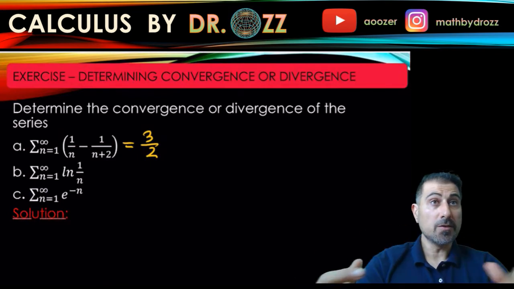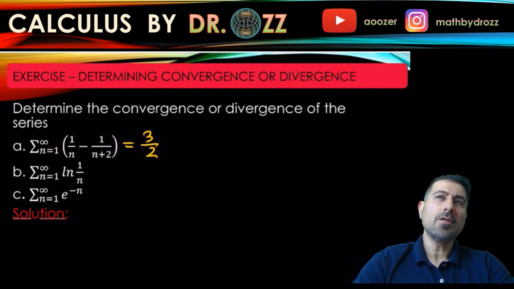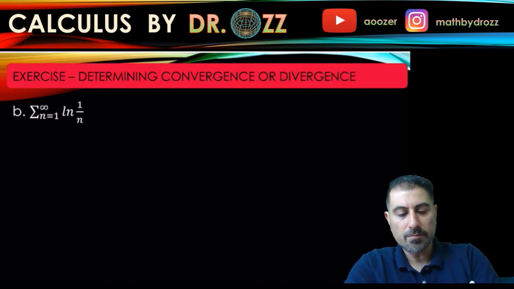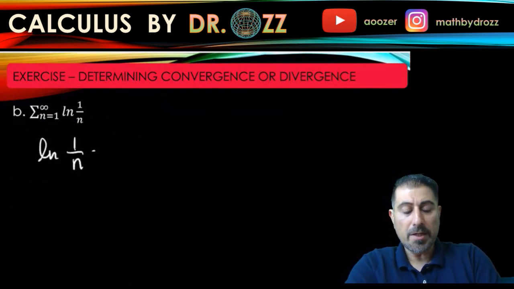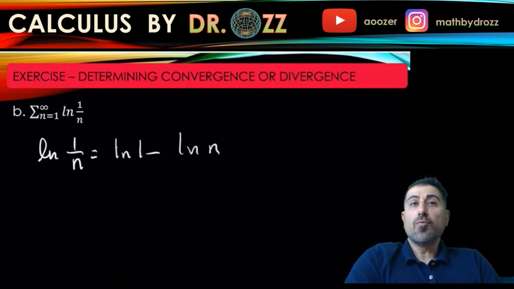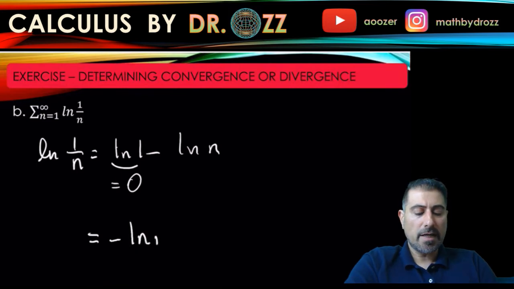So again, there is no test or aid provided to us, so we have to guess what kind of test, what kind of strategy we're going to apply to prove convergence or divergence. So ln 1 over n can be written, by using the ln properties that we know from pre-calculus, as ln 1 minus ln n, okay? And ln 1 is simply equal to 0. Again, this is pre-calculus. So what that means is this ln 1 over n is equal to minus ln n.